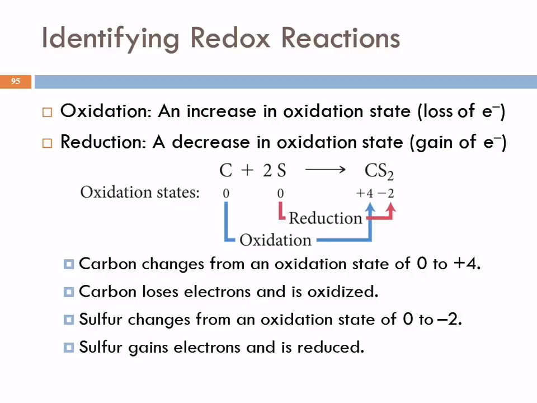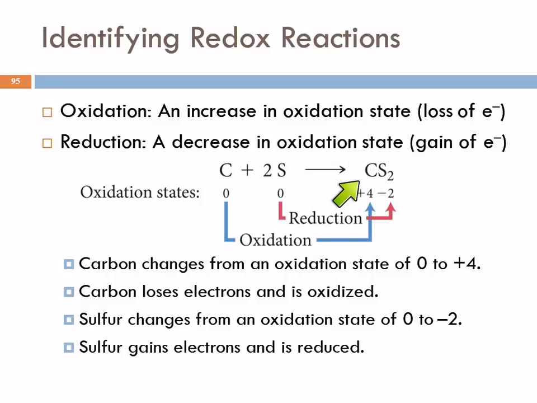So if we look at this reaction between carbon and sulfur, these are two nonmetals. They're forming a molecular compound. There are no ionic charges to tell us what lost or gained electrons. And so this is where we need to use the oxidation states. So we identify the oxidation state for carbon as 0 because it's an element. The oxidation state of sulfur is 0 because it's an element.